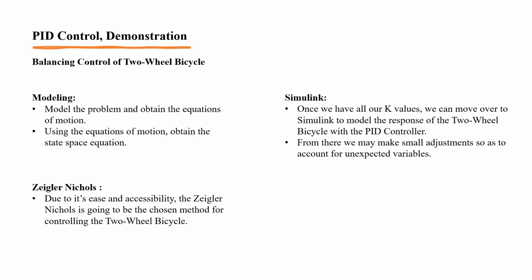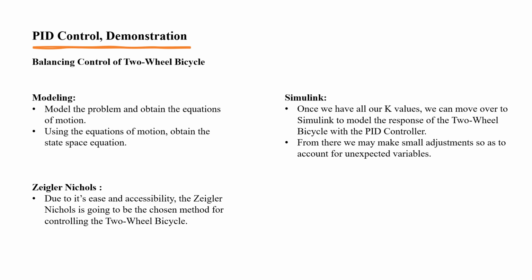Now we're going to demonstrate a PID control system. In this case, we're going to attempt to balance a two-wheeled bicycle. We're going to do this in 3 steps. The first step is modeling. We're going to model the problem and obtain the equations of motion. Then, using the equations of motion, obtain the state space equation.